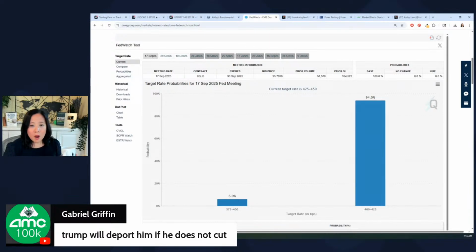So the market's pricing in a 100% chance that we're going to be at least 4%, and a tiny, tiny chance that we're going to be at 3.75%. So clearly here, okay, 6% of the people, very few people think that the Fed is going to cut by 50 basis points. But just because they don't cut by 50 basis points does not mean that there will not be members of the Fed who vote for 50 basis points.